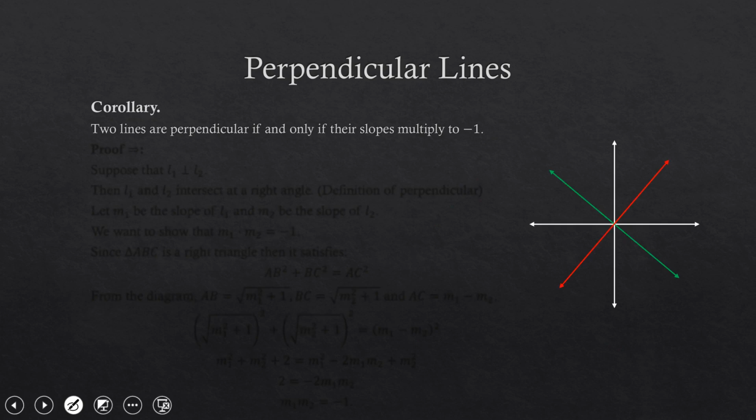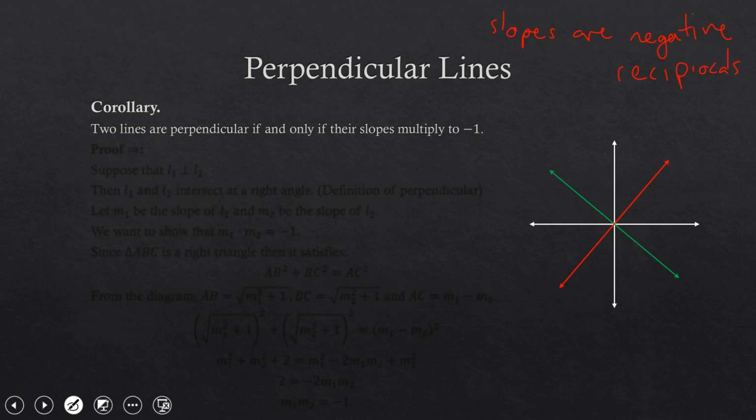Alright, so a corollary to perpendicular lines meeting at 90 degrees is that two lines are perpendicular if and only if their slopes multiply to -1. Now you may have also heard it this way, that their slopes are negative reciprocals of one another. That means that you flip the fraction that slope is and you multiply it by -1 and you get the other slope.